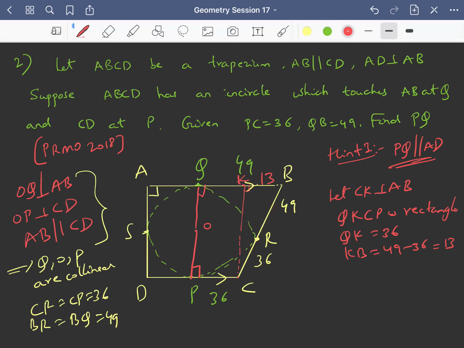Okay, so now simply you can say that CK is nothing but square root of 85 square minus 13 square. This you will get as 84. Fine. Now since this is a rectangle, CK will be equal to PQ. So PQ is also equal to 84. Fine. So these were two simple problems from PROMO 2018 based on tangential quadrilaterals.